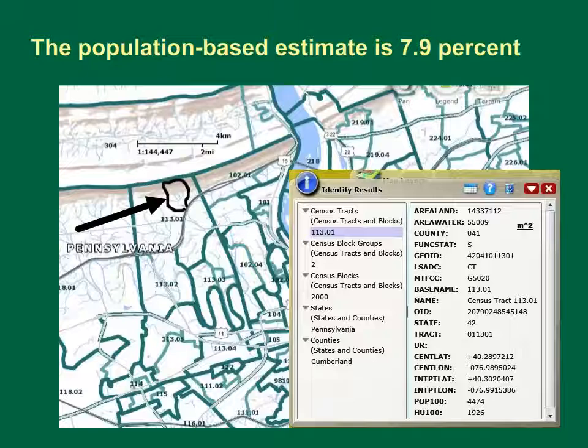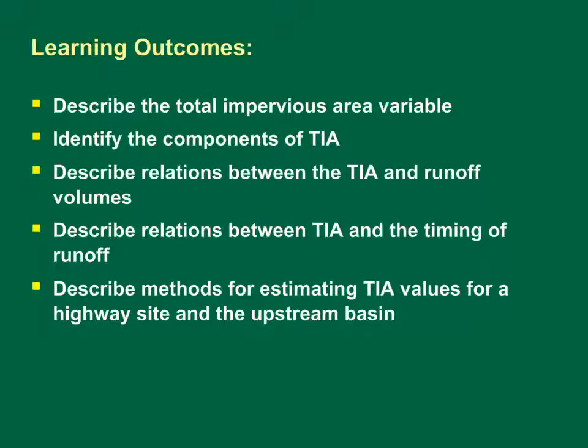However, estimates for this stream, Pine Run, and neighboring Sears Run, down at the confluence with the Conodoguinet Creek, are 6.5 and 8.9% respectively. These two basin delineations include much of the census block and therefore more closely match the census-based estimate for TIA. In this training module, we learned that the total impervious area is defined as the percent or fraction of contributing area occupied by anthropogenic impervious surfaces.